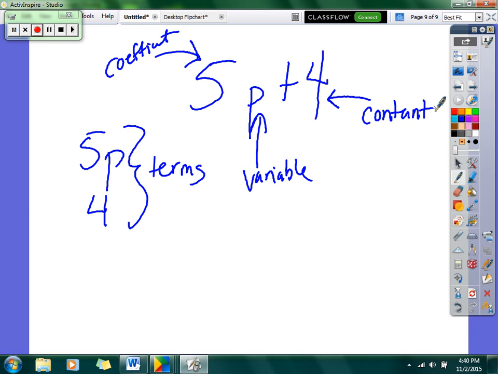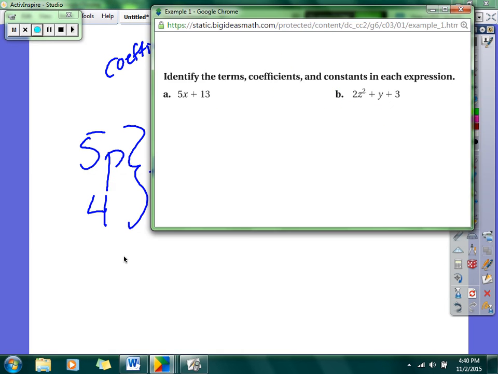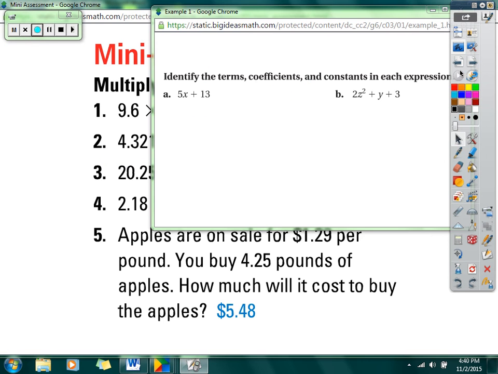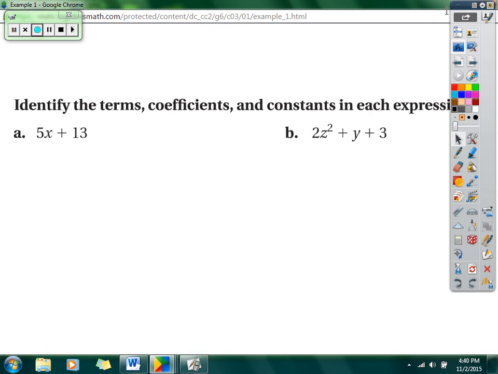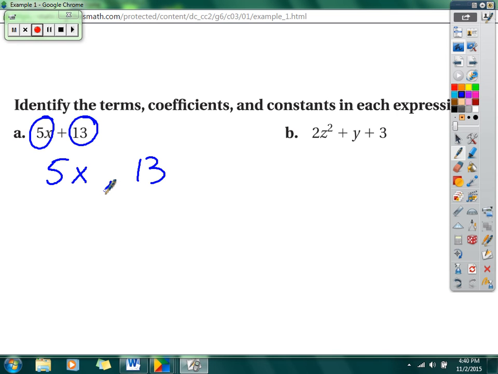It says identify the terms, coefficients, and constants in each expression. Let's look at example number 1. So 5x plus 13, okay? The terms are both of these numbers, 5x and 13, okay? Plus is an operation. It will not be called a term, okay?